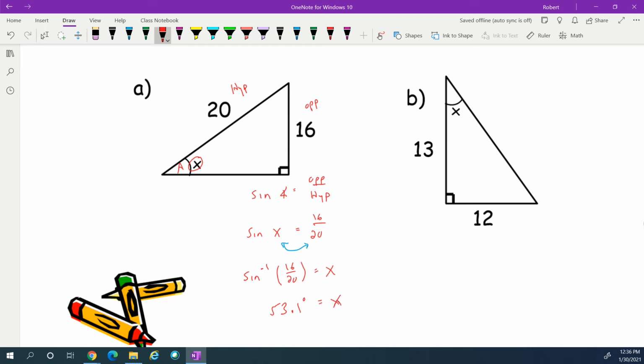Again, everything we're doing is in degrees. Make sure your calculator is in degrees. Sometimes they reset. Now you could do 16 over 20, get 0.8, and then do inverse sine of 0.8. Or again, you could do inverse sine, let the calculator figure out that fraction.